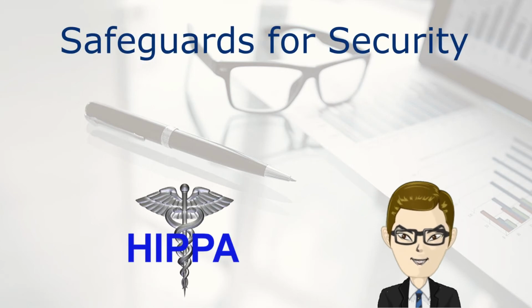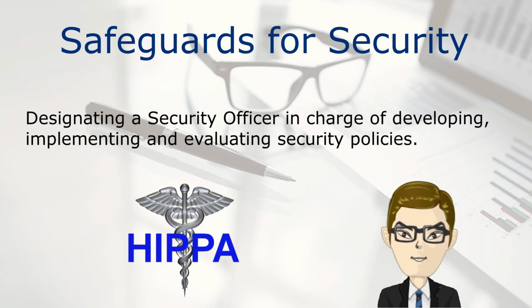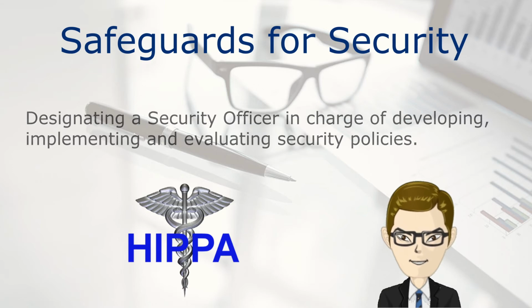Now let's discuss safeguards for security. For administrative safeguards, the requirements include the following. 1. Designating a security officer in charge of developing, implementing, and evaluating security policies. This may be the same person as the privacy officer.